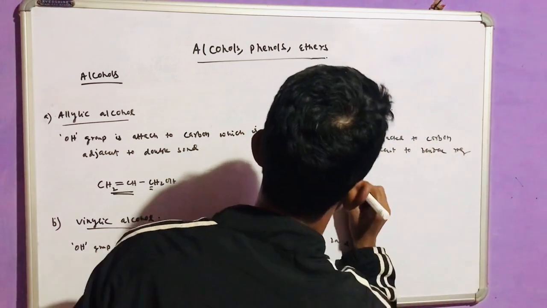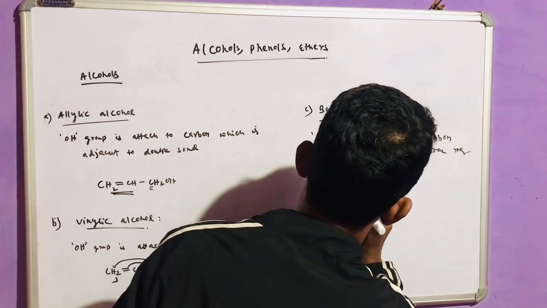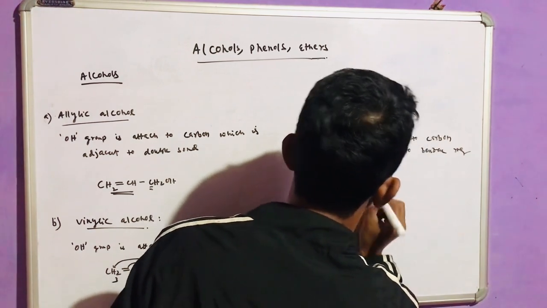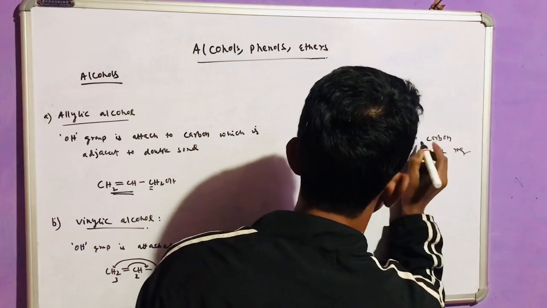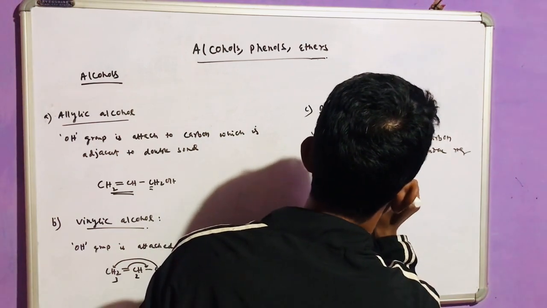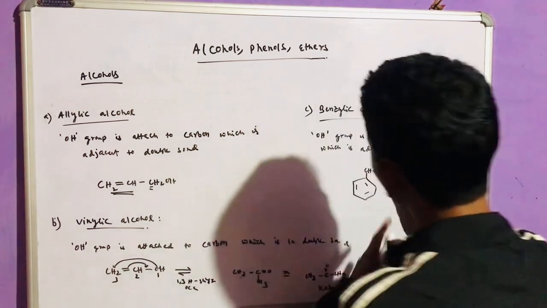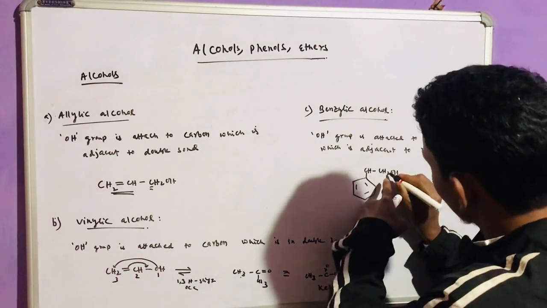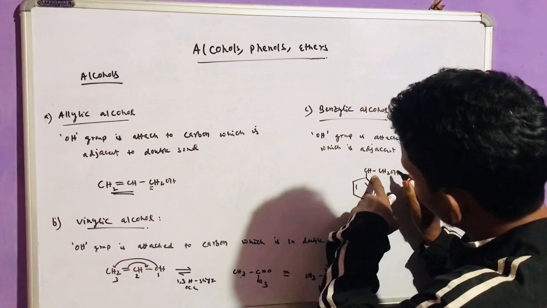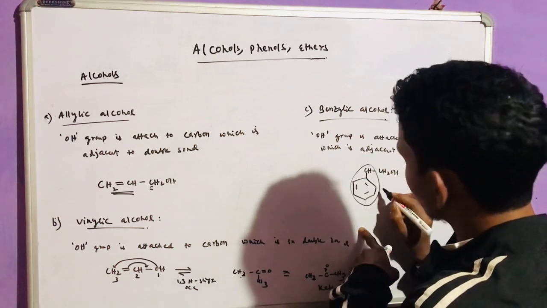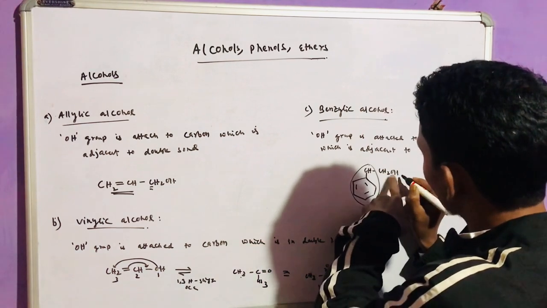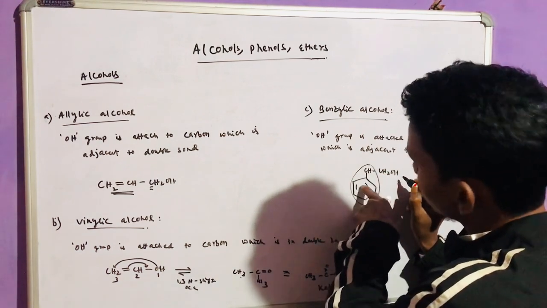So what it means, suppose this is the benzene. Here CH2 and OH is attached to the group which is adjacent to the benzene ring. So this OH is attached adjacent to this benzene ring. This whole is termed as the benzene ring. So that OH is attached to the carbon which is adjacent to the benzene ring.